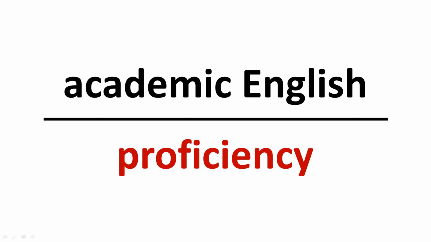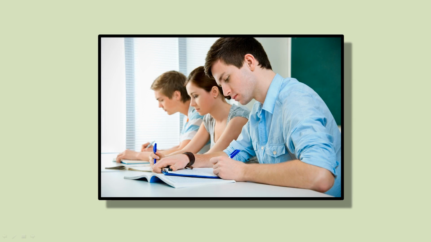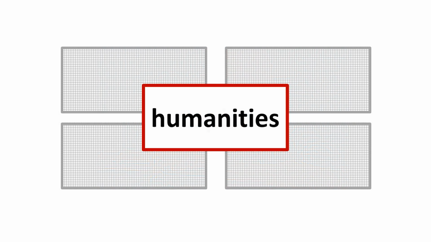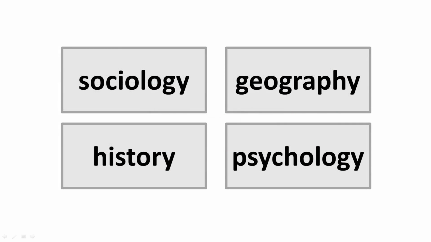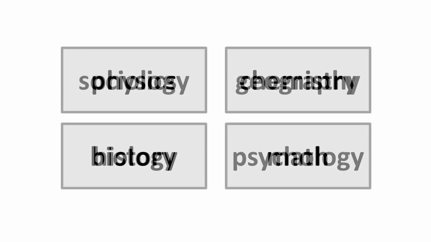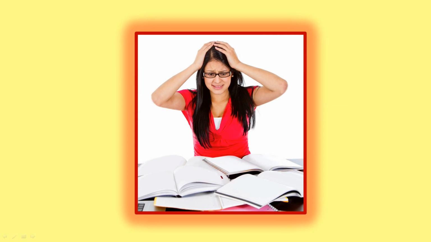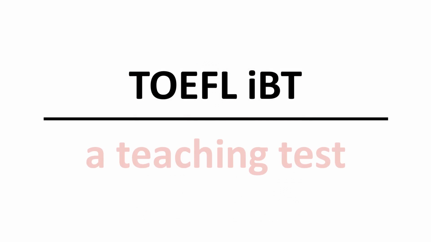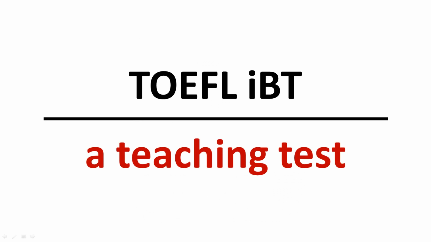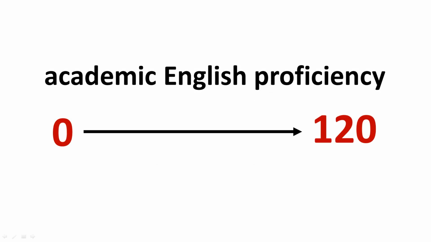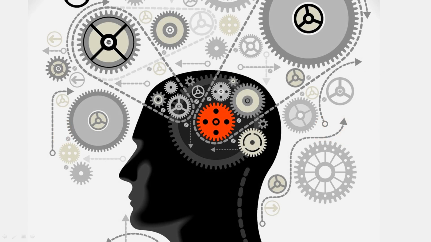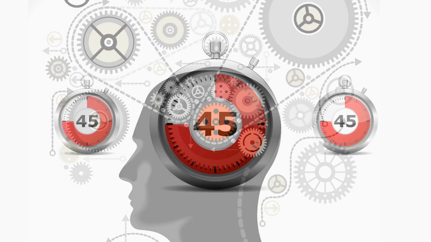In many ways, taking the TOEFL test is just like taking a first-year college exam at an American university. The topics used for testing are from the humanities. Sociology, geography, history, and psychology are common topics. Applied sciences are not tested. Don't worry if you don't know the topics. The TOEFL IBT is a teaching test. TOEFL not only measures your English academic language proficiency, but also your ability to understand and apply ideas in a timed environment.